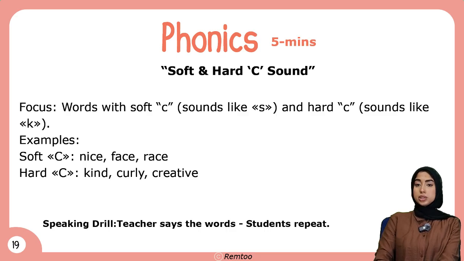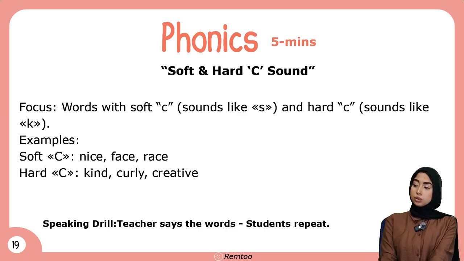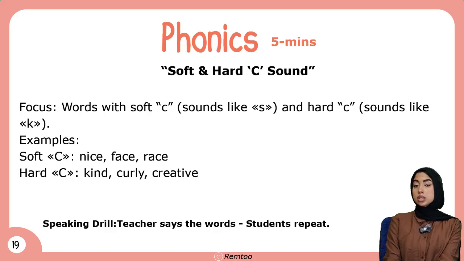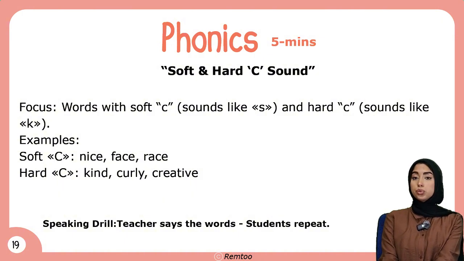Well, so in the phonics part, let's just compare between the soft and hard C sound. All right, so the soft one sounds like S, while the hard one sounds like K, okay? So let's take some examples. The soft one as in nice, face, race, so it's all pronounced as S, all right?